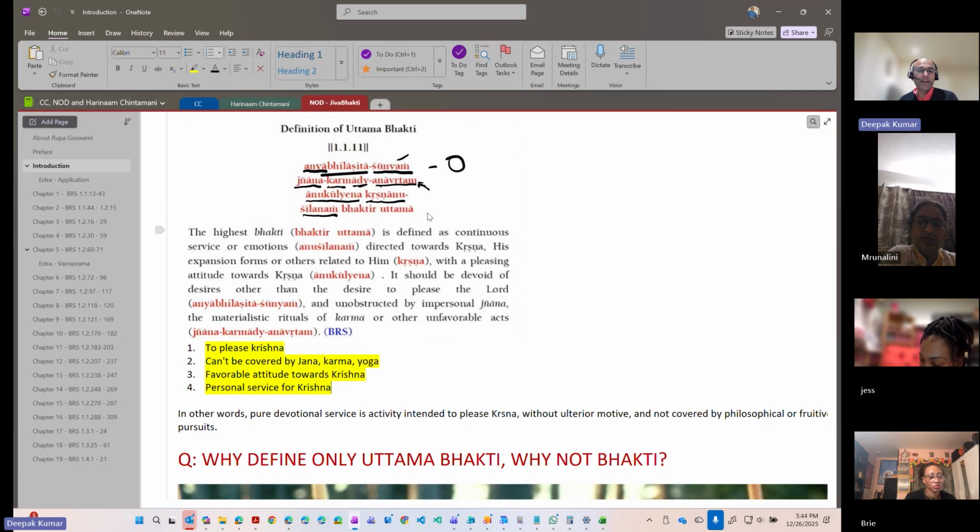Would you agree with that? Yes or no? And then what is considered favorable to Krishna means Krishna and all his expansions and all his devotees. Okay, so that's the definition of Krishna. So whatever service we are doing, is it favorable? Are we doing it with a favorable attitude towards Krishna?